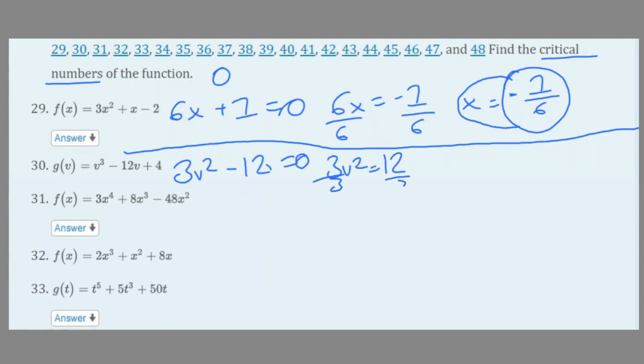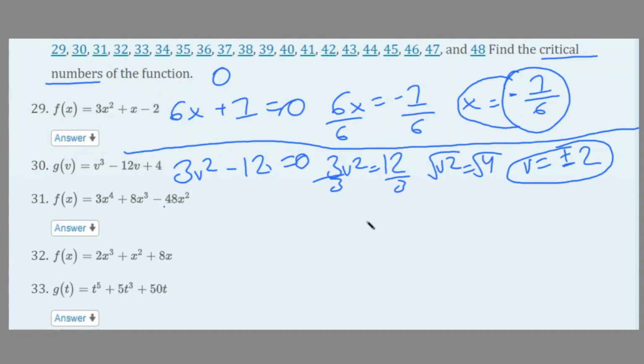And we could divide by 3 on both sides. We're going to have v squared equals 4. And then square root it. So we're going to have v is equal to plus or minus 2. And that would be the x values, or the v values rather, where this function has a critical point.